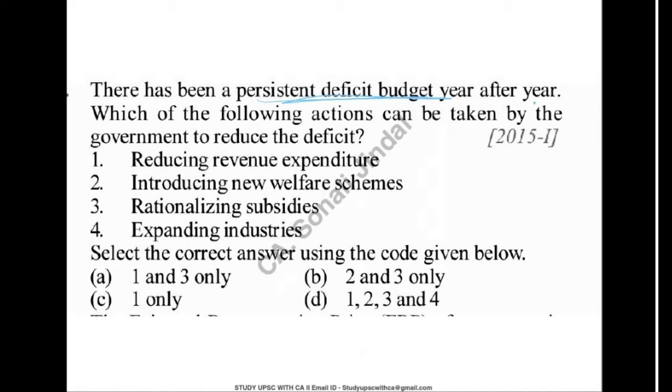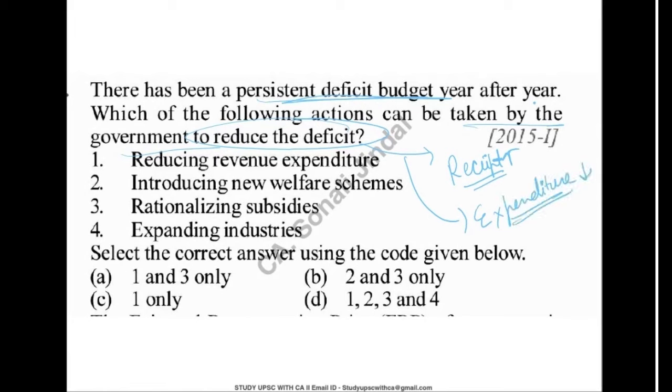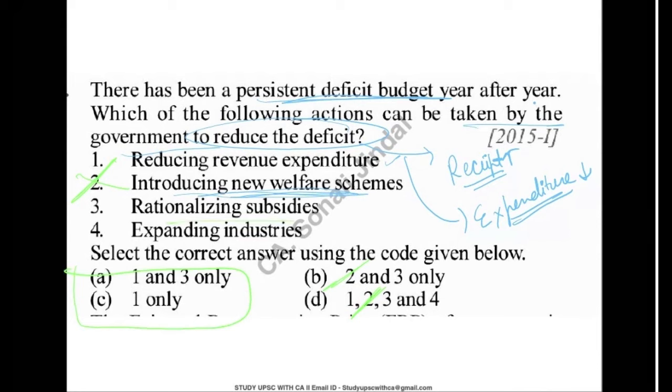Next question. There has been a persistent budget deficit year after year. Which of the following actions can be taken by the government to reduce the deficit? To reduce the deficit, the government needs to increase its receipts and reduce its expenditure. Reducing revenue expenditure. Yes, this is true. Next, introducing new welfare schemes. Will it reduce expenditure? No. This will increase its expenditure, so this needs to be eliminated. We are left with A and C. Third, rationalizing subsidies. Yes, this will reduce the expenditure. So the answer is A.